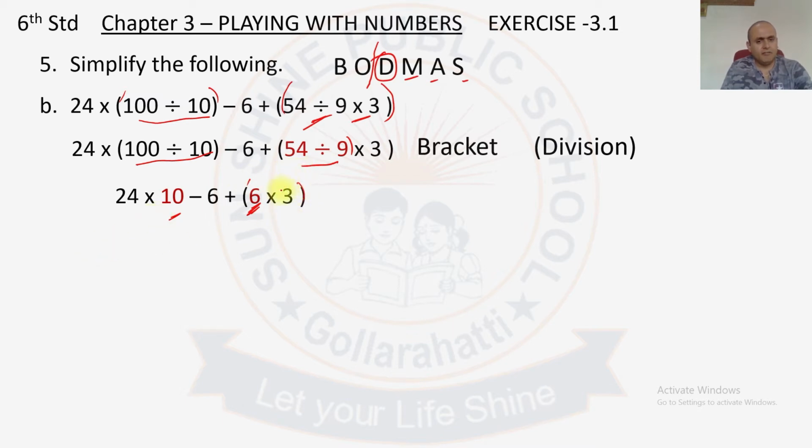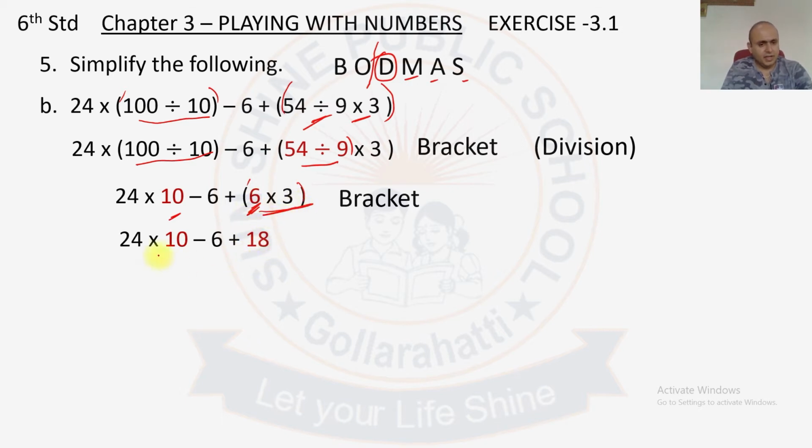So here we have to remove this bracket first. Again we got the bracket. So we have to remove this bracket by multiplying these two numbers. That is 24 into 10, write it as it is, written 6 as it is, and multiply this 6 into 3. That is 6 threes are 18. So by multiplying we get 18.